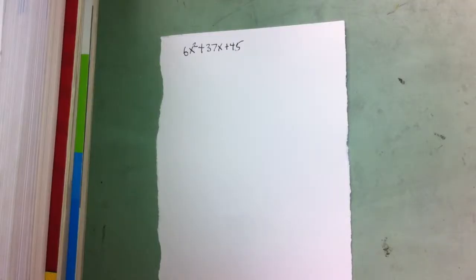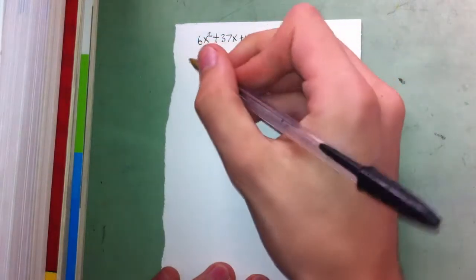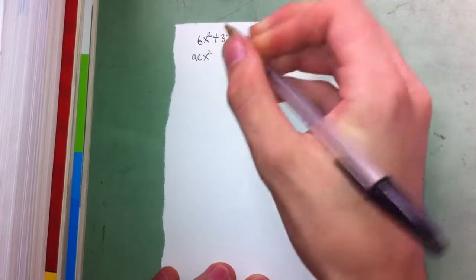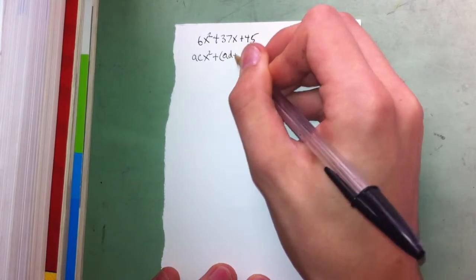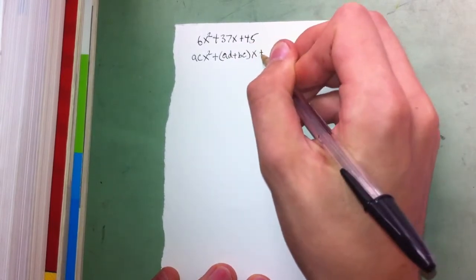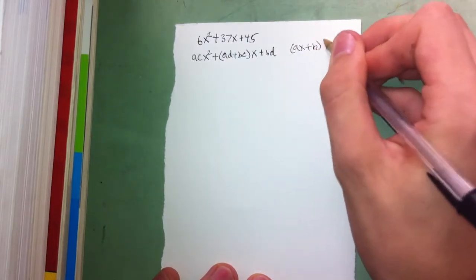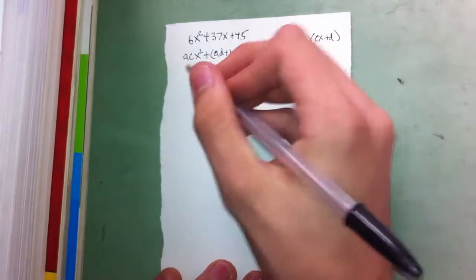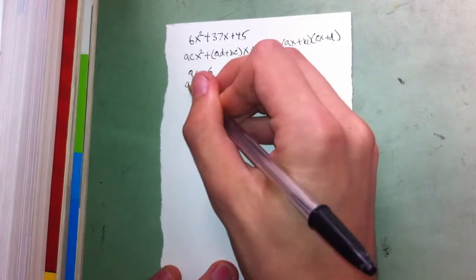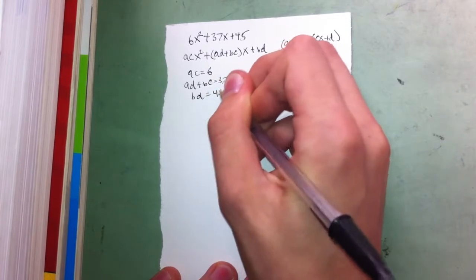So now we're going to consider a more complicated problem that's harder to solve by inspection, 6x squared plus 37x plus 45. And once again, we're working with the general form ac x squared plus ad plus bc x plus bd, which we know will factor to ax plus b times cx plus d, which is the form we eventually want to get this to. And so we know AC equals 6, AD plus BC equals 37, and BD equals 45.